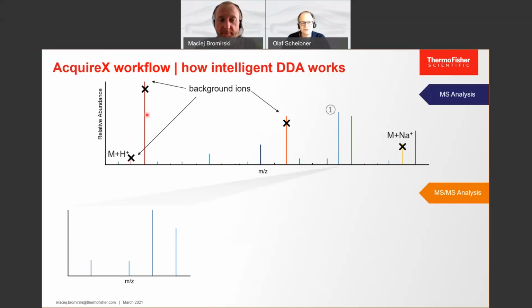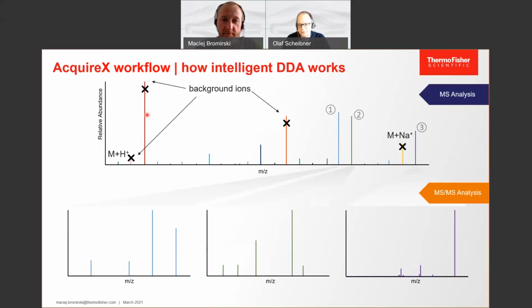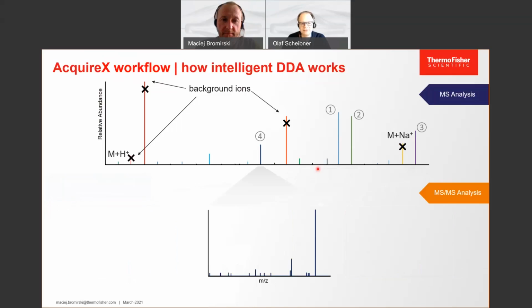And so the system goes along, it excludes background ions, and then it triggers as many MS2 as it can, but then the run is over, and that's what you've got. But you can see here, there are still signals left. Then you go back again in a recursive manner, and you do the next. So you do number 4, number 5, number 6.